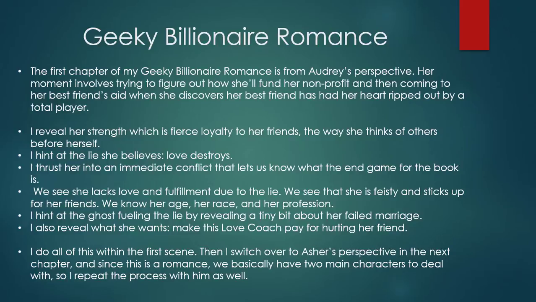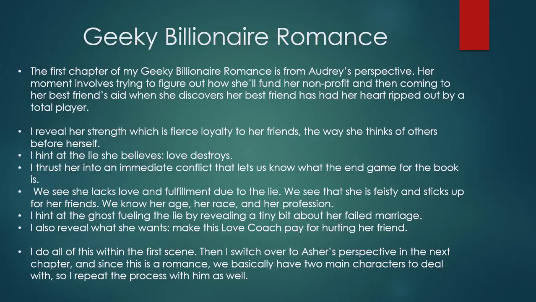So it draws us in, but then right away we've got the best friend coming in, and there are problems, and she's immediately dropping everything to try and help her best friend. So we reveal the strengths here, which is fierce loyalty to her friends, and the way she thinks of others before herself by opening up this nonprofit. So I hint at the lie she believes in as well, which is love destroys. I thrust her into an immediate conflict that lets us know what the end game for the book is. We see she lacks love and fulfillment due to the lie. We see that she is feisty and sticks up for her friends. And we know her age, her race, and her profession.